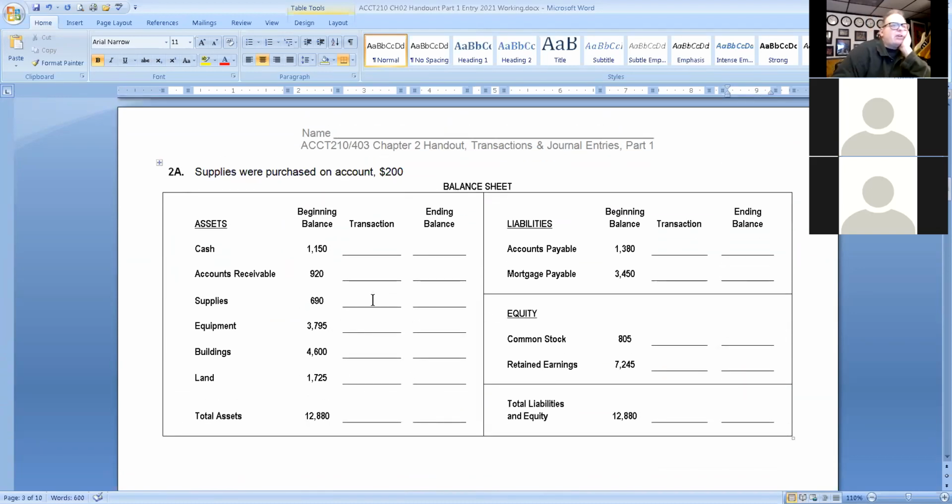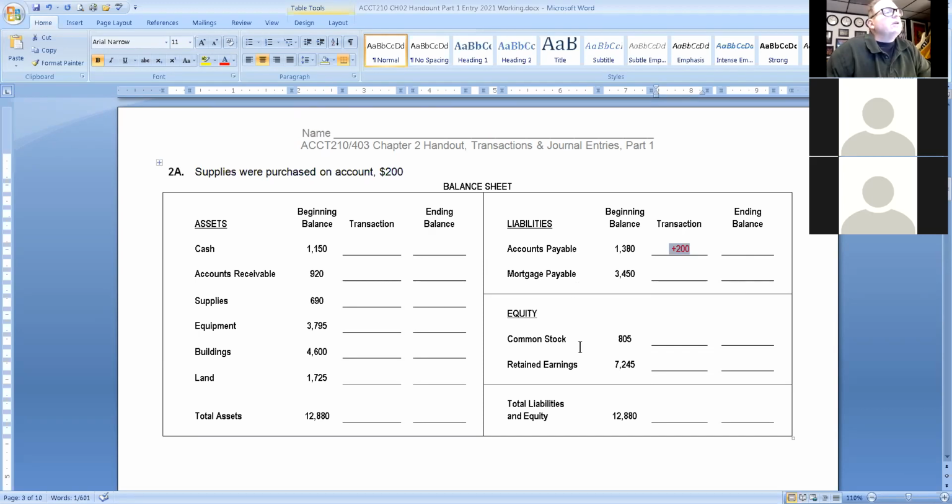Okay, this is a little bit trickier one. Supplies are purchased on account for $200. So your accounts payable would go up by 200? Exactly. Yes. And we say, well, wait, accounts payable is you owe people. Shouldn't that be a minus? No, you owe people more now. So you're owing them an extra $200. I should put a plus in front of that. So you actually owe more money now to people.